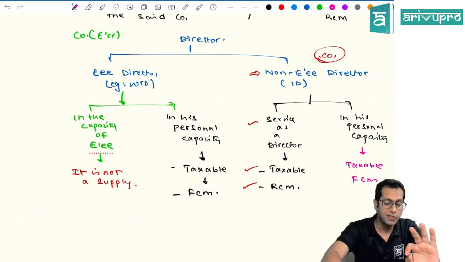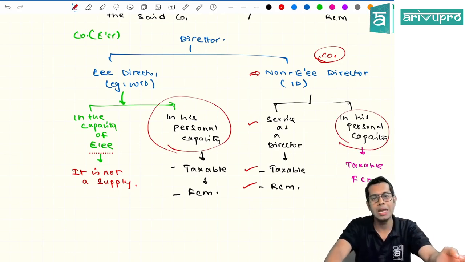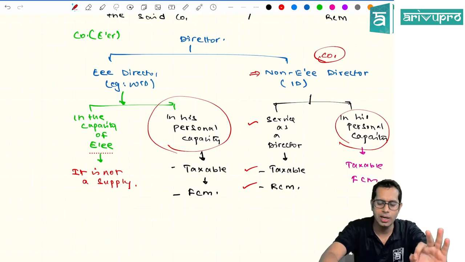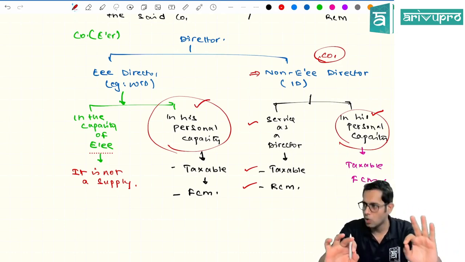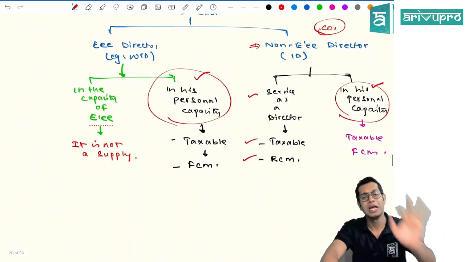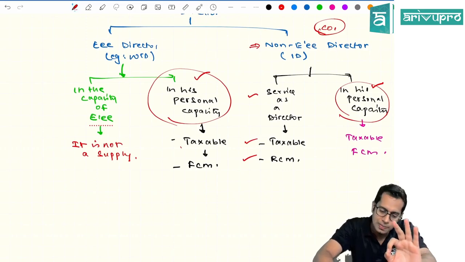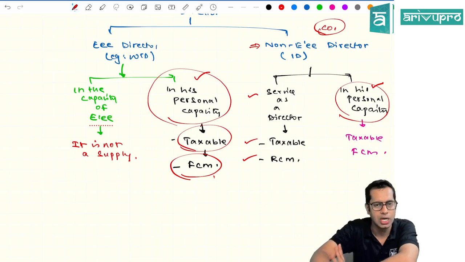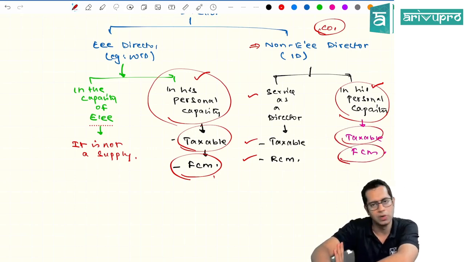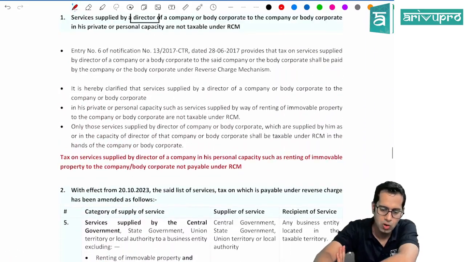Now please note, whether you are an employee director or a non-employee director, whoever you are, if you give the services to the company in your personal capacity, it will always be taxable. Whether you are an employee or non-employee does not matter. If you are giving the services to the company in your personal capacity, then it will always be taxable, and it will be taxable under what basis, sir? Forward charge mechanism. It will be taxable under forward charge mechanism. Is this point clear to you all? I hope this point is clear to you all.